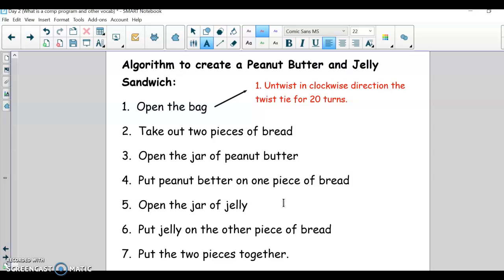The point is, there's not one right answer to this. The point of the exercise is, when you write a program, you're going to need to be as specific as possible, right? Maybe one more example of that is when you put the two pieces together, you'd probably want to add matching up the sides where the peanut butter and the jelly are, something like that.